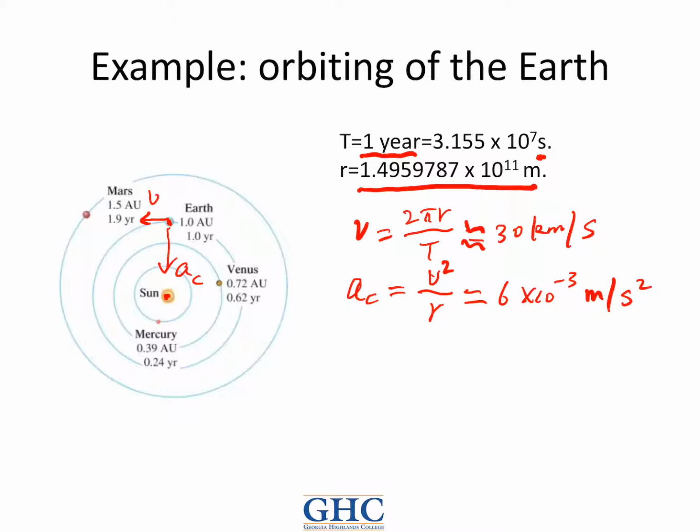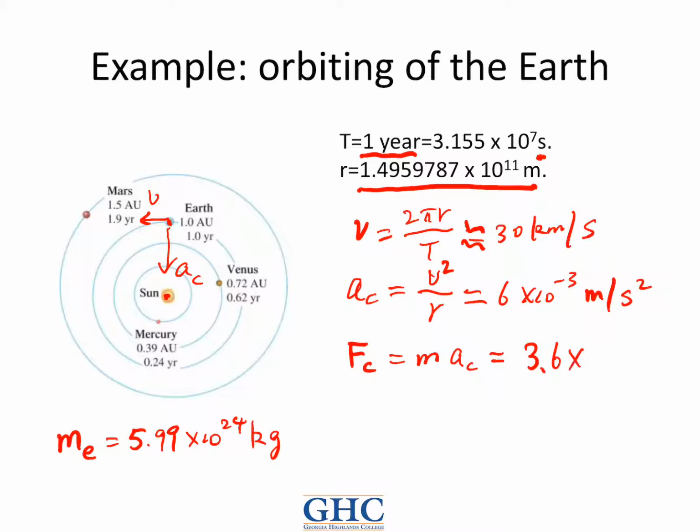Now, after you find a_c, we can calculate the centripetal force that keeps the Earth in its orbit. So we need to know the mass of the Earth. If you Google it, it is roughly 5.9 times 10 to the 24 kilograms. You plug in this number and you find the force is roughly 3.6. Okay, we'll come back to that when we review gravity. So this is a basic calculation of uniform circular motion, calculating velocity and centripetal acceleration.